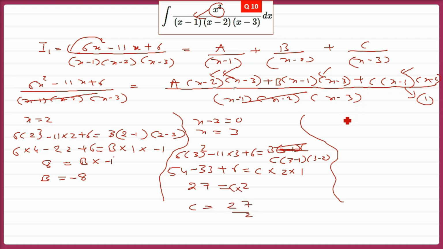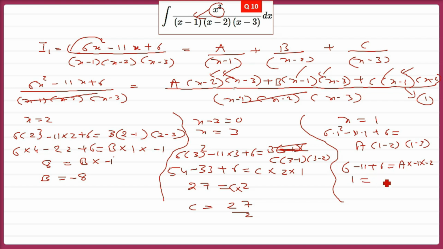Now coming to the third one, x will be placed as 1. So only A will come, because B and C components will become 0. 6 into 1² − 11 into 1 + 6, and this became A into (1 − 2)(1 − 3). So 6 − 11 + 6, so 12 − 11 is 1 only. On the right it's A into 2. So A became 1 by 2. A, B, C we got.